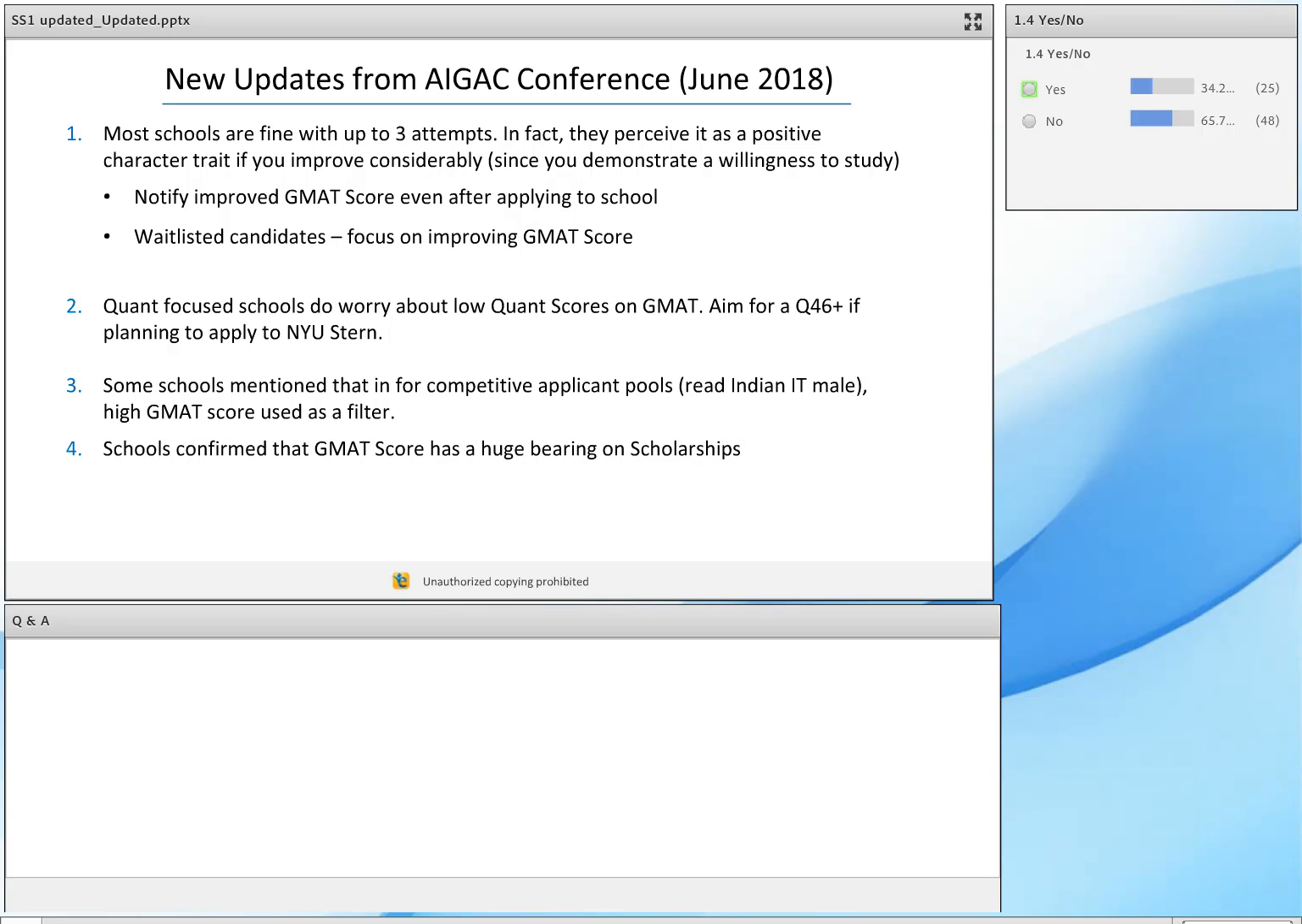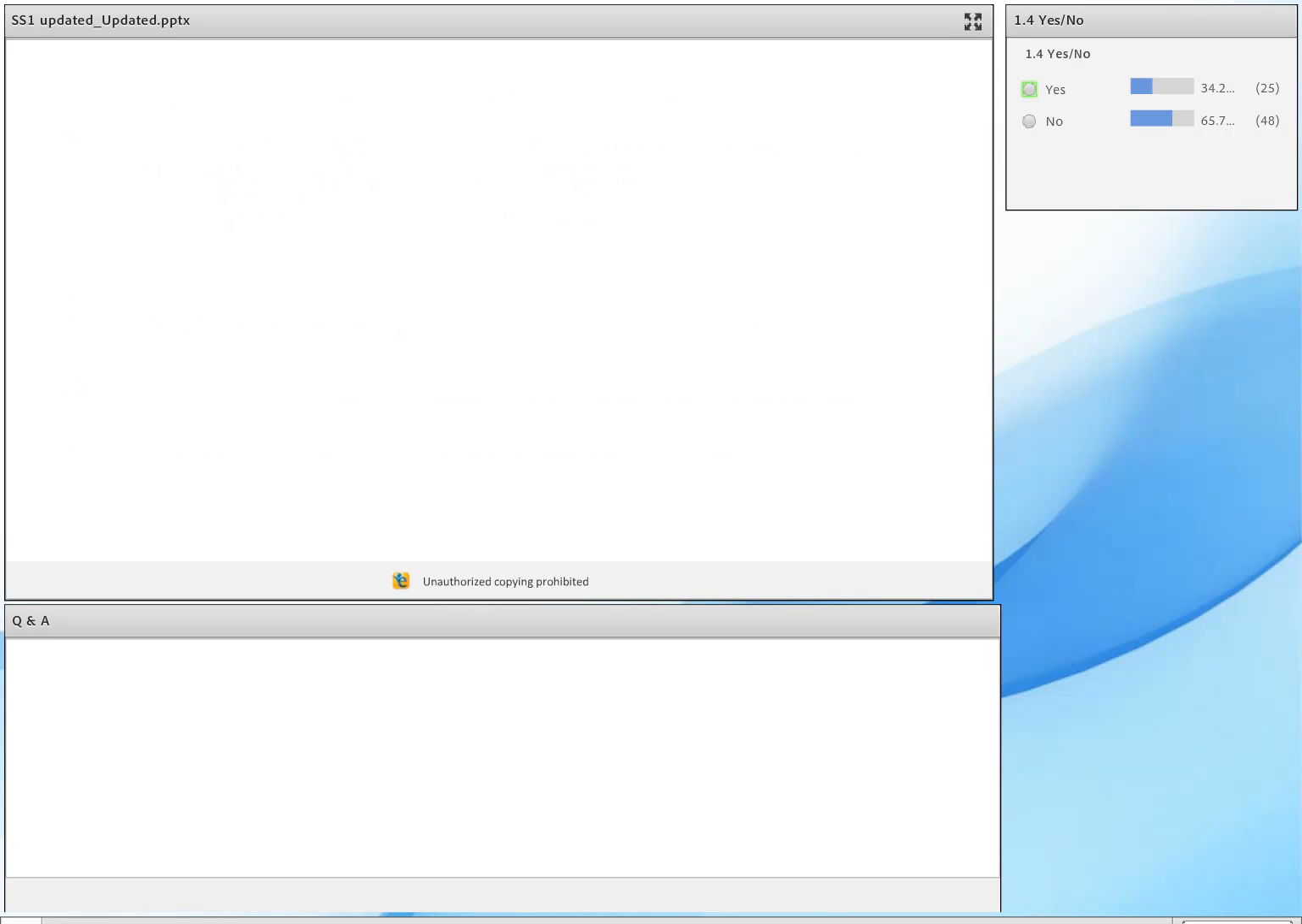And again, schools confirmed that your GMAT score has a huge impact when it comes to scholarship. In fact, when it comes to scholarship, there are only two factors that matter. One is, what's your GMAT score? The second is, how well did you do in the interview? How much does the school love you based on how well you did in the interview?